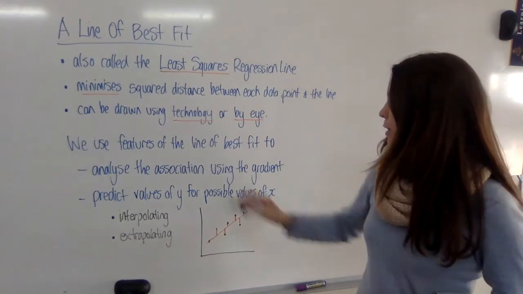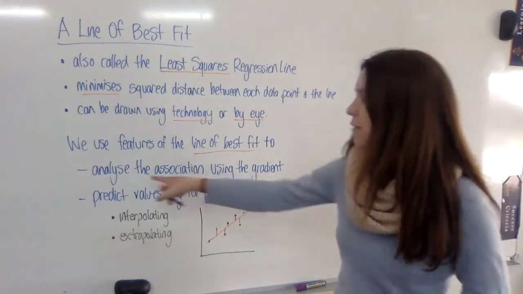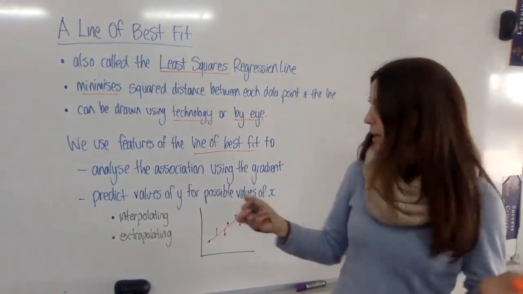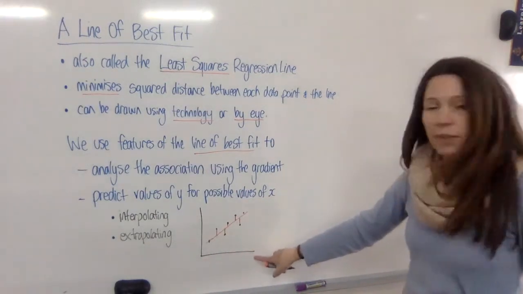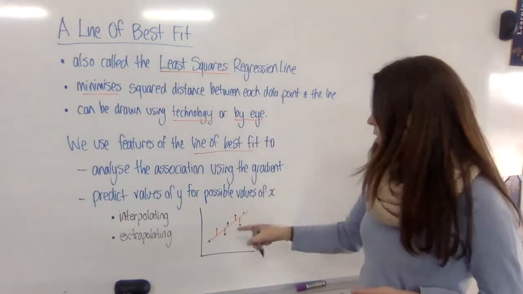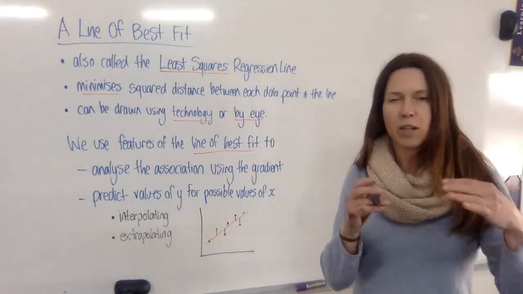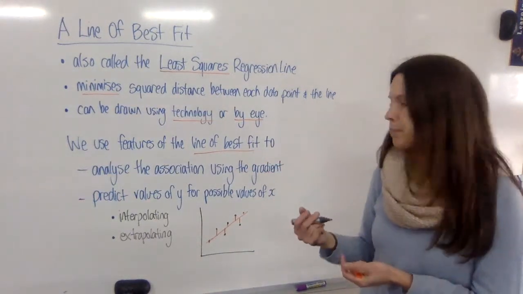Now, what do we do with our line of best fit? Well, we can use the gradient of it to analyse the association. In other words, if the gradient of this is positive, I can see that as the x values go up, the y values are expected to go up. We can also see if they're going up sharply or not so sharply based on what the actual number of the gradient is, not just the sign of it.